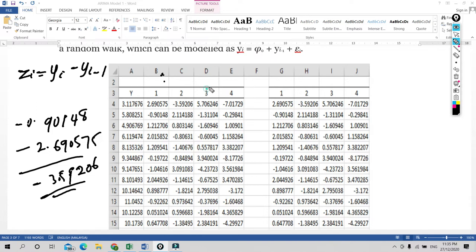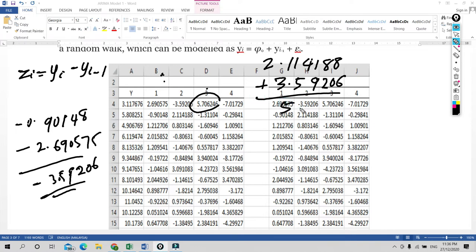And for the third order differencing, you use the second order differencings. To find the third order differencing, you use the data from the second order differencing. So this value is from 2.114188, minus becomes plus 3.52206, and you get 5.706246. So this is how you find the differences here.